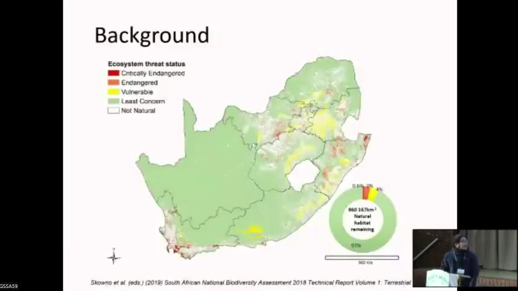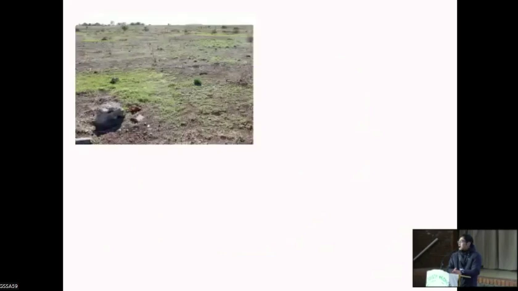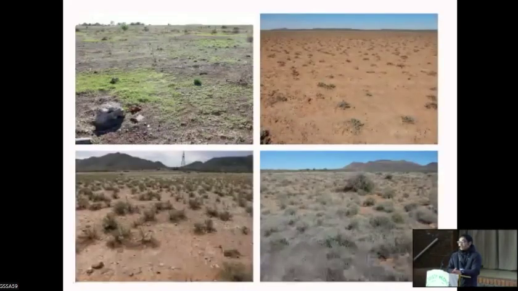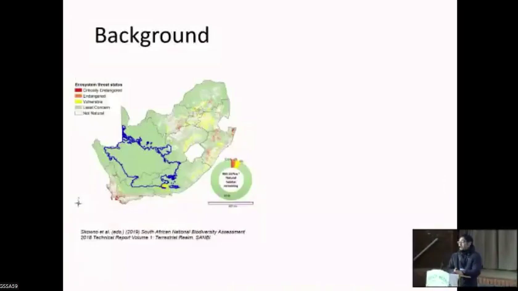So this map is from a national biodiversity assessment done by SANBI in 2018. And when we look at my area, which is Namakuru here, we see that all the biomes are classified as least concern in terms of ecosystem condition. But when we really visit it in the field, we see all sorts of different conditions. So we want to know those conditions because these things are important for conservation, agriculture, and policy making.